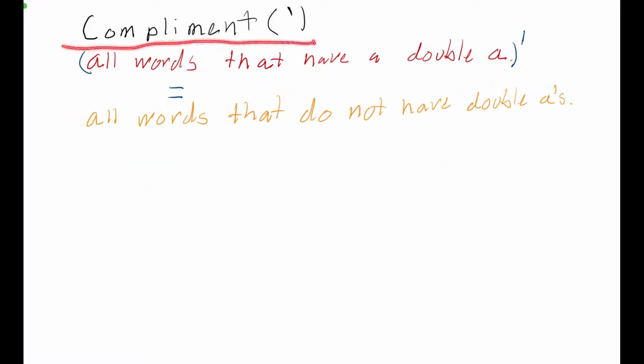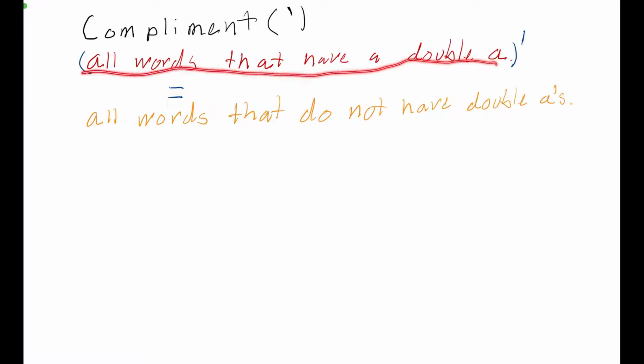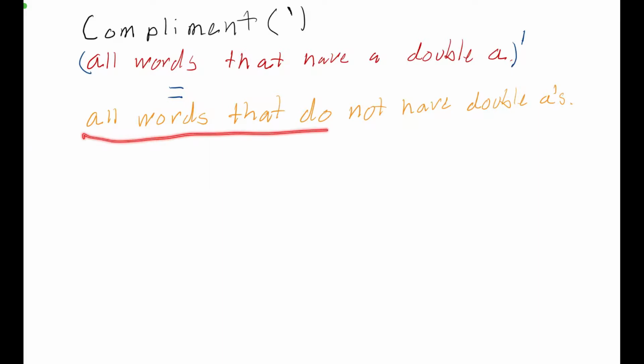Now let's talk about the complement of a language. The complement, usually denoted by an apostrophe, means the opposite or not. And you might have seen this symbol in predicate logic or other areas of mathematics. Now, if we have the language of all words that have a double A in it, and we complement it, that means take the opposite, so that's all words that do not have double A's in it. Now, the question is, if we complement a regular language, are we guaranteed to get a regular language as its complement? According to Theorem 11, yes, that is true.